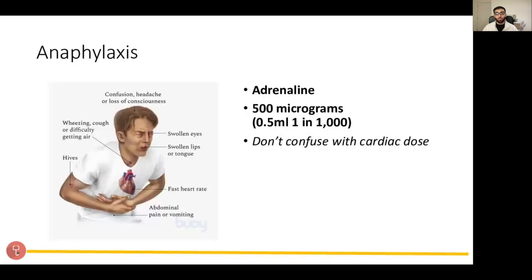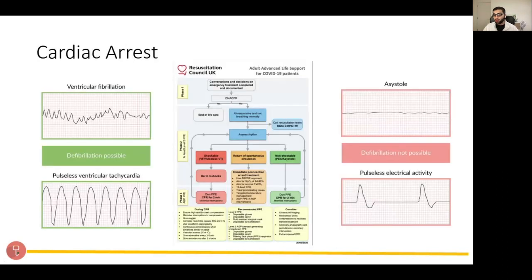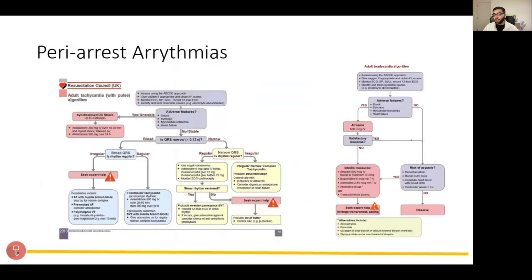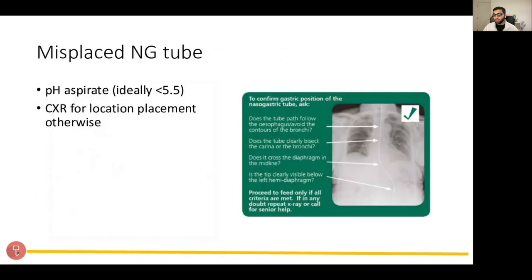Anaphylaxis is also a really important one, with the common signs, and it can often be missed in exam questions if the question doesn't mention swollen lips or swollen face or a rash. Again, if someone's feeling nauseous, or if they've got a high heart rate, or if there's collapse, think of anaphylaxis. And here is the key thing that you need to remember, which is the dose. Don't confuse this with the cardiac dose, which is 1 in 10,000 for some of the algorithms that we talked about earlier, just over here. Oh, sorry, here. So going back to the things that you need to think about.